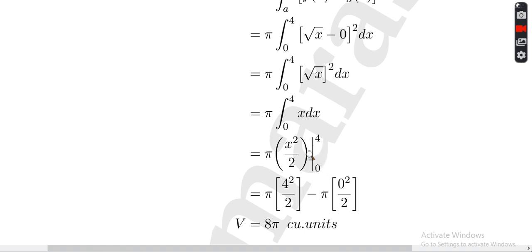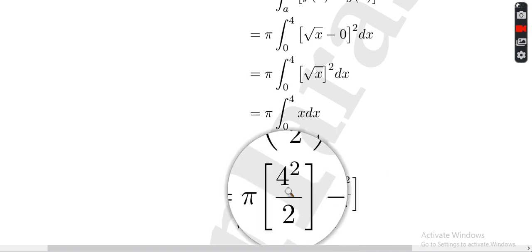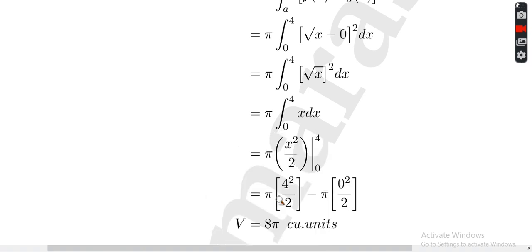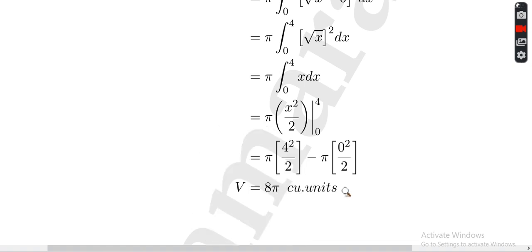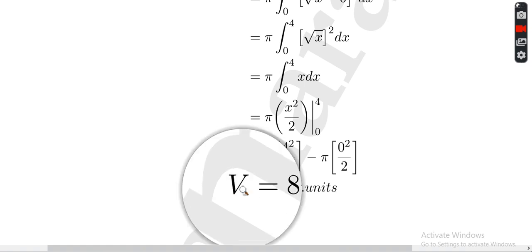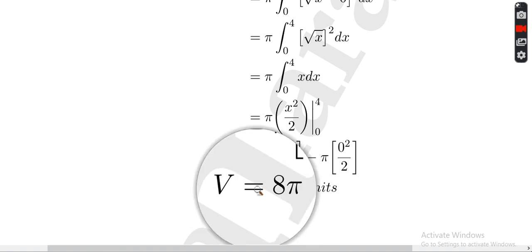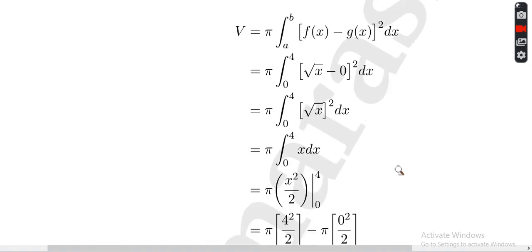And then again, you substitute the upper limit and the lower limit. You have 4 squared over 2 multiplied by pi minus pi times 0 squared over 2. So this second term is simply equal to 0. And then we have 4 squared is equal to 16 divided by 2 is equal to 8. And then multiplied by pi. So that's your volume equals 8 pi cubic units. So the volume is approximately equal to 8 pi cubic units. Thank you.